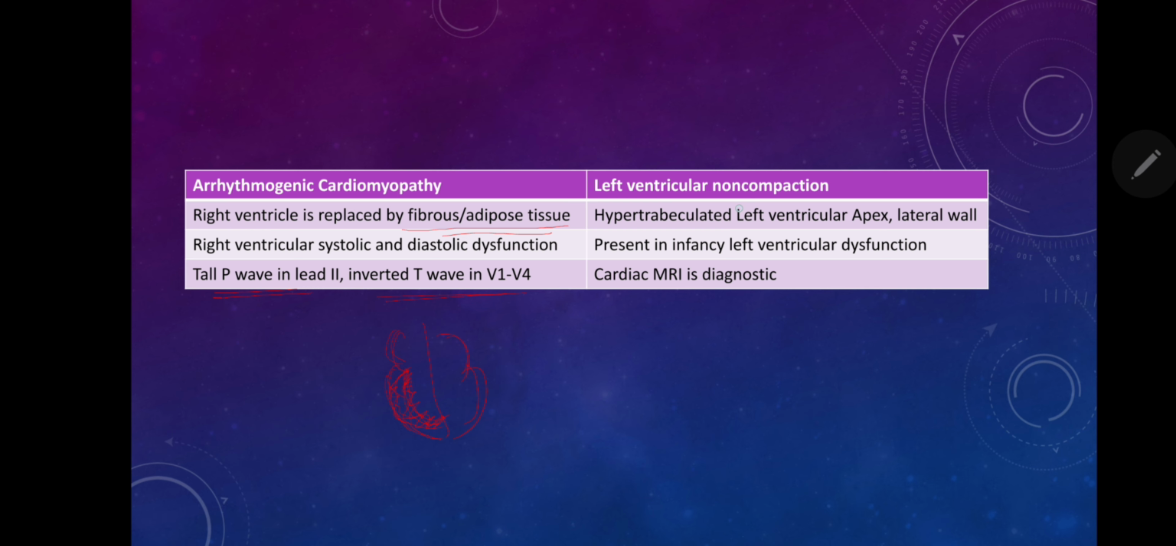And left ventricular non-compaction cardiomyopathy, in which the left ventricle gets dilated as there is hypertrabeculation of the left ventricular apex or lateral wall. It is mainly present in infancy or intrauterine life. There are features of left heart failure, and there is a problem in systolic function, and cardiac MRI is the investigation of choice. So these are the five different types of cardiomyopathy.